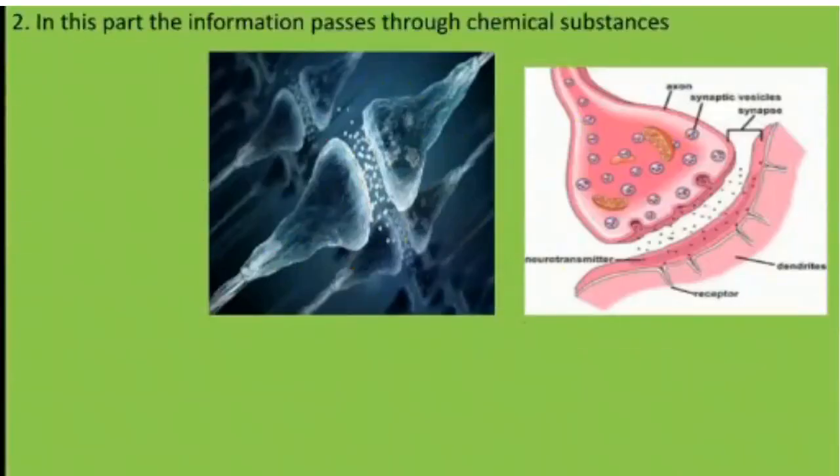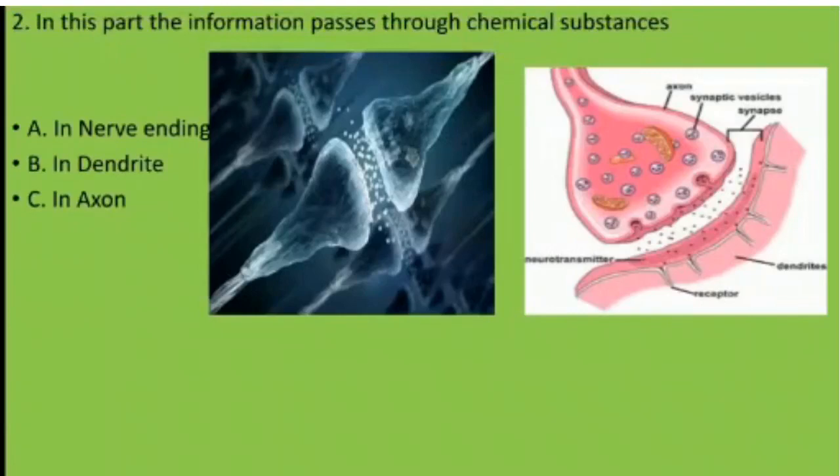So moving on to the second question. In this part, the information passes through chemical substances. Is it option A, nerve ending? Option B, dendrite? Option C, axon? Option D, synapse? Yes, you guessed it right. It's synapse.